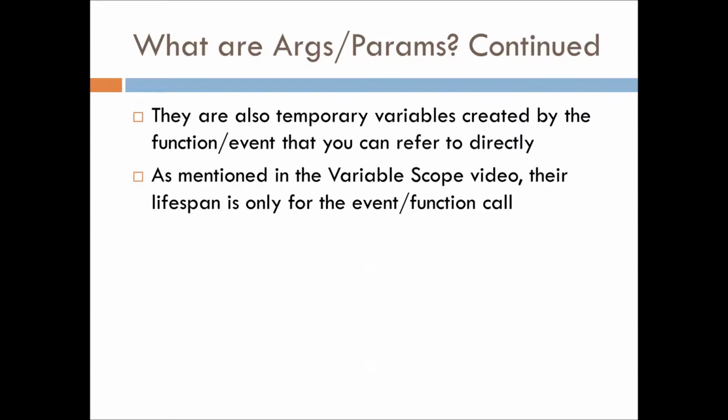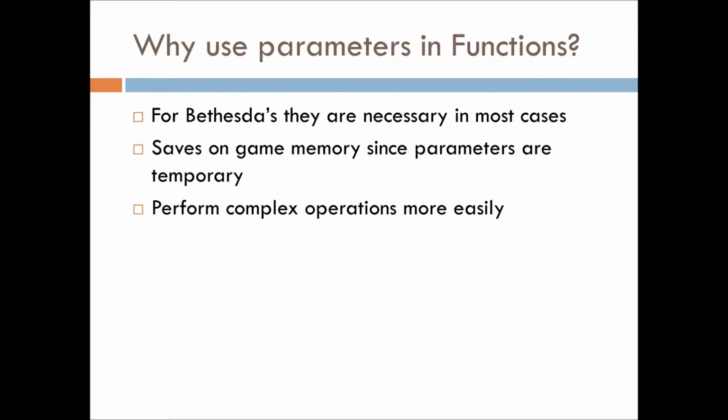Touching back to our variable scope video, if you haven't seen that, it might be a decent idea. The lifespan of the variables, the arguments and parameters, is only for that specific event and function call. So if you want to use the information for that given call later, you want to store it in a property or a global variable, if it's going to be used by quests and things like that.